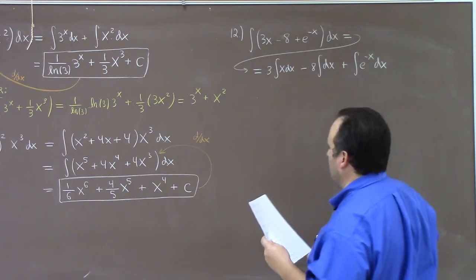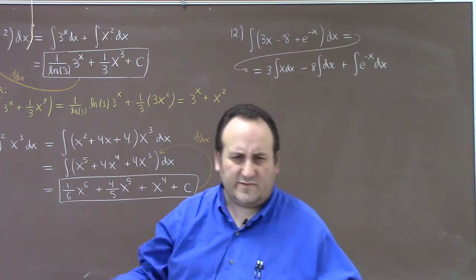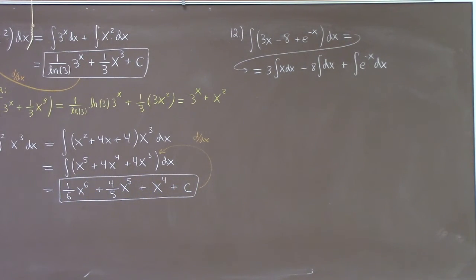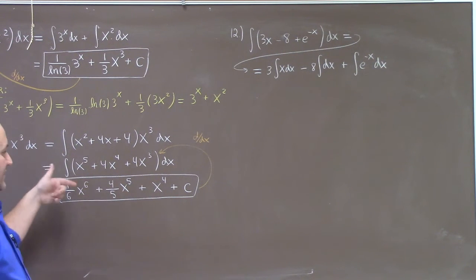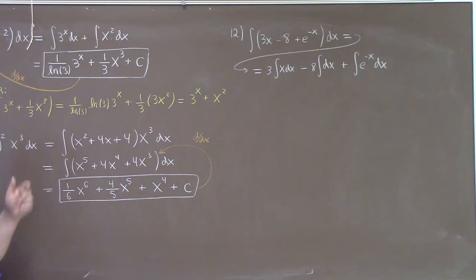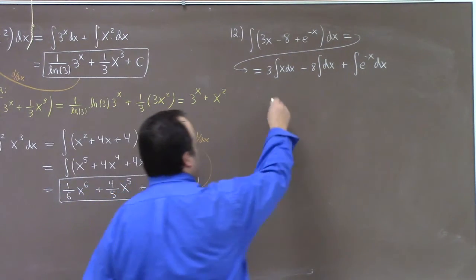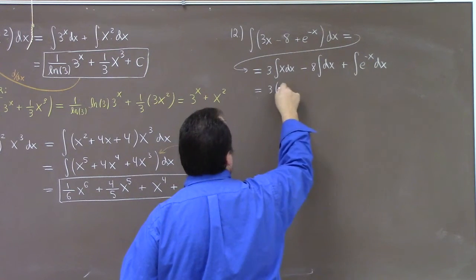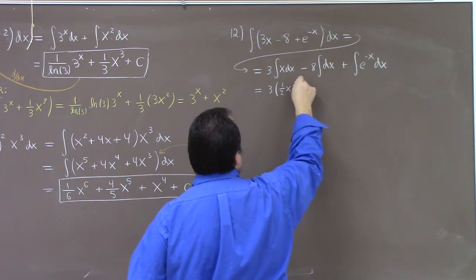Think about these 3 pieces. I don't always write down this step. Like in the last example, I didn't write down this step. Do you need to write down this step? It kind of depends whether or not you understand. If you can do this step in your head like I did there, it's okay. But I'm writing it out. So the integral of x dx in this example is 3 times 1/2 x squared, right?